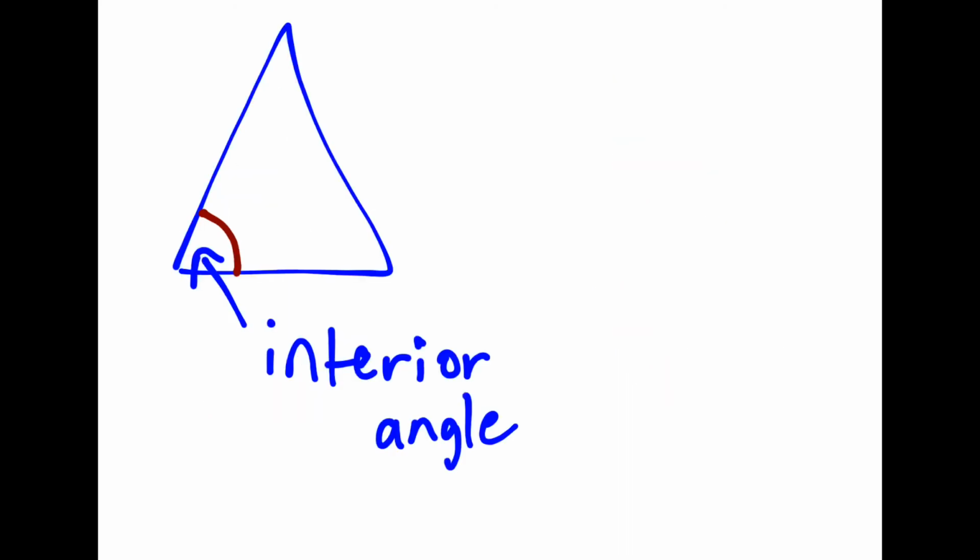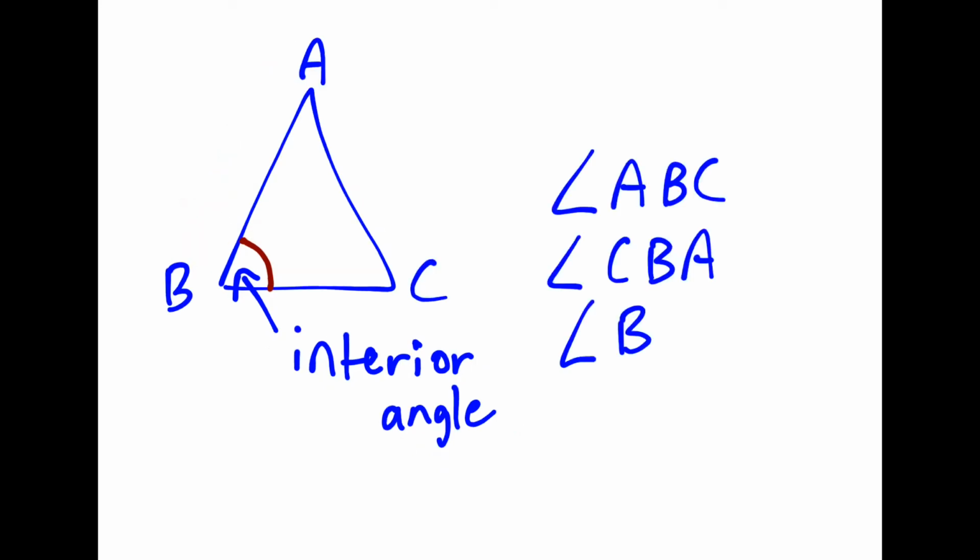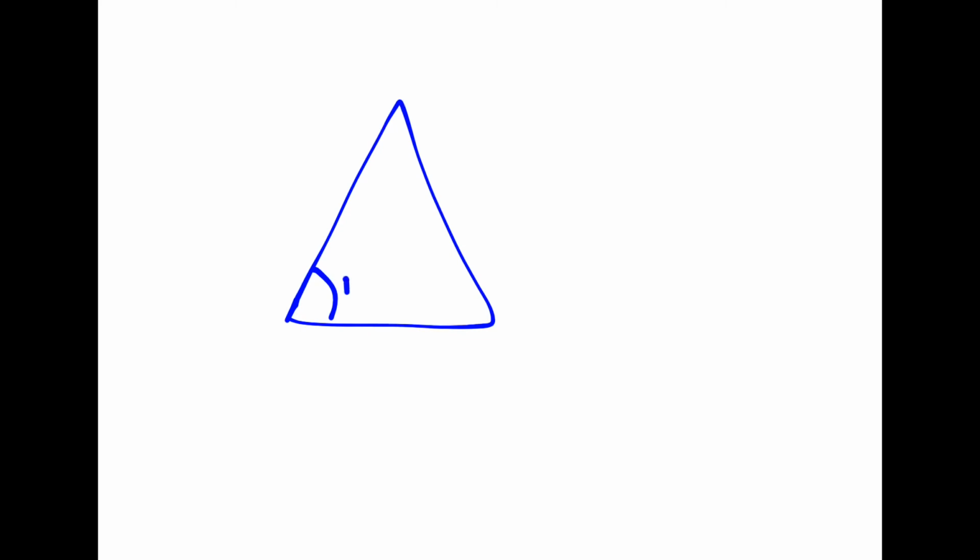However, to actually call something an interior angle, it has to be an angle inside of a polygon, which is a closed figure. So where two sides meet, that would be an interior angle. Possible names: angle ABC, angle CBA, or just angle B. So if this was the interior of the angle, it would be tempting to think that this is the exterior of the angle, and that's not actually true.